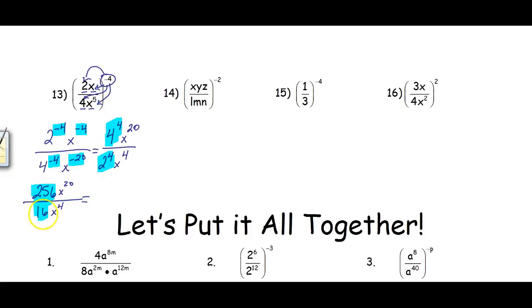Okay, so let's simplify our fraction out front. You get 16. Okay, and then you can go ahead and take care of your x to the 20th, x to the 4th, same base. When you divide them, you subtract your exponents. So you're going to end up with 16x to the 16th power.